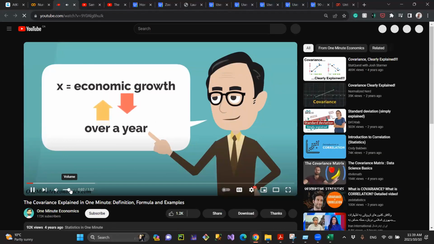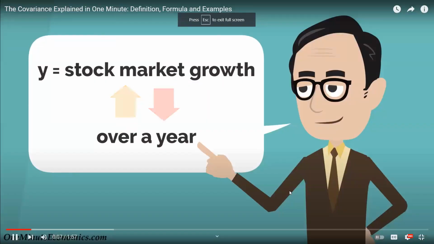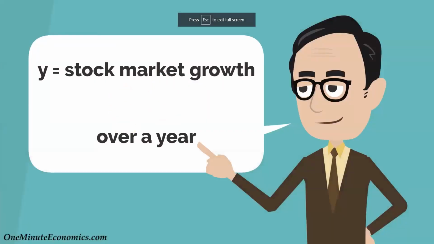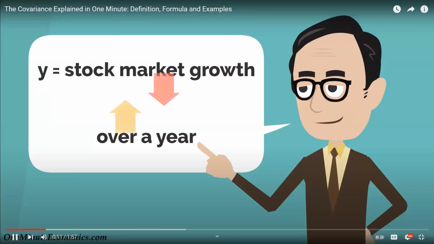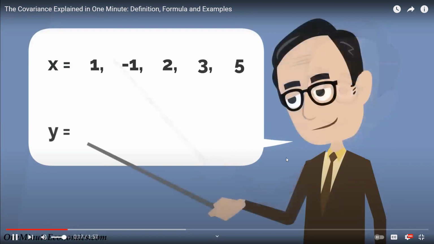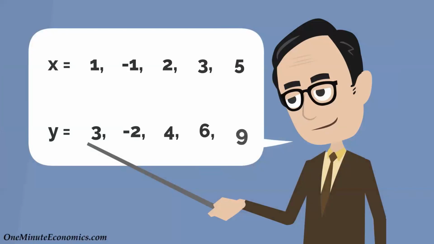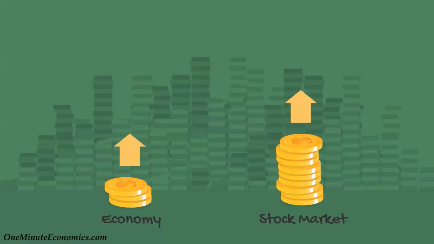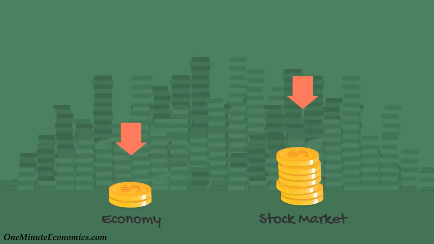X, which describes the percentage by which a country's economy went up or down over the year, and Y, which describes the percentage by which the stock market value changed that year. For X, we have the following values: 1, -1, 2, 3, and 5. For Y, we have 3, -3, 4, 6, and 9. In other words, when the economy grew by 1%, the stock market went up by 3%. When the economy fell by 1%, the stock market fell 3%, and so on.